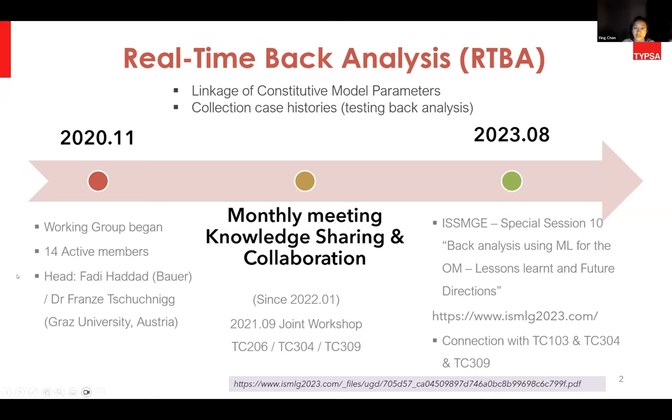But as we can observe in general, we have overlapping interest in data, any type of instrumentation monitoring data, and how to analyze the back analysis data. So we share this common interest with other TC groups, like the TC309 machine learning group, TC103, the numerical analysis group, and even TC304, who are doing risk assessment heavily based on machine learning algorithms.